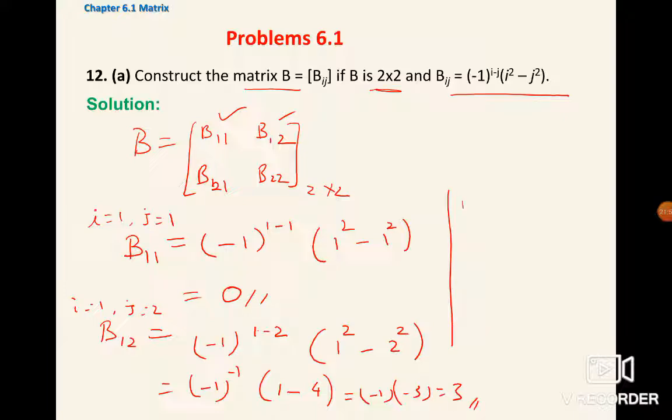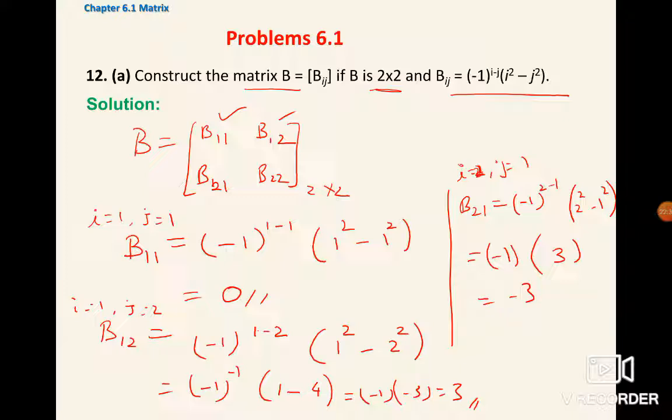Third, we will find B21. Negative 1 to the power I minus J for B21. I is 2, J is 1. So 2 minus 1 here, and 2 square minus 1 square. What is it? Negative 1 to the power 1 is negative 1. This is 4 minus 1, which is 3. So the answer is negative 3.